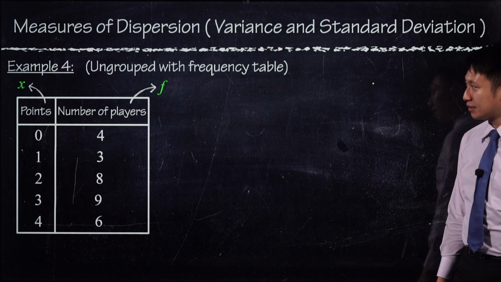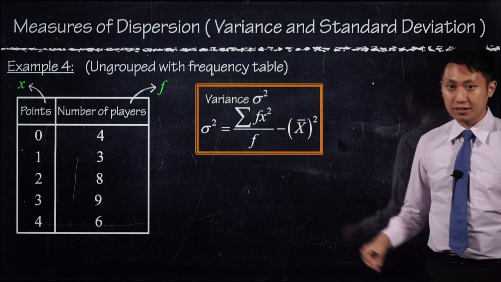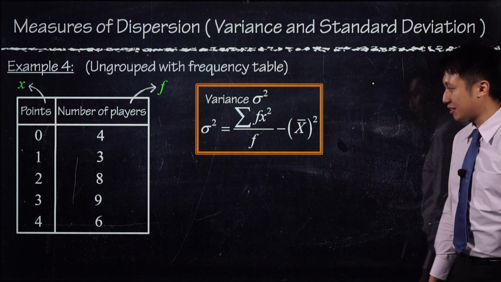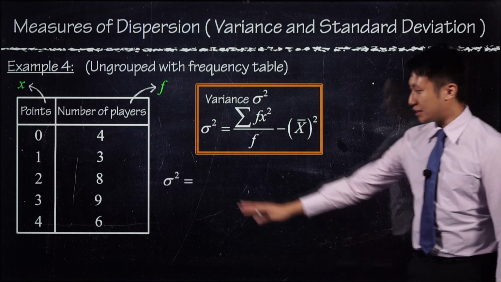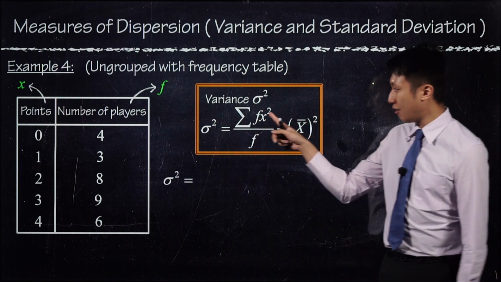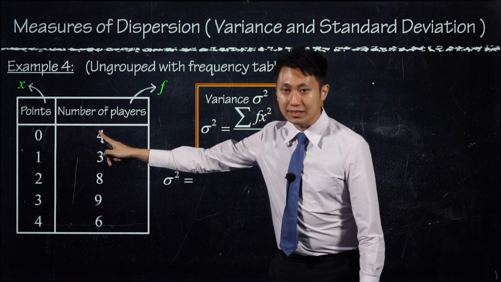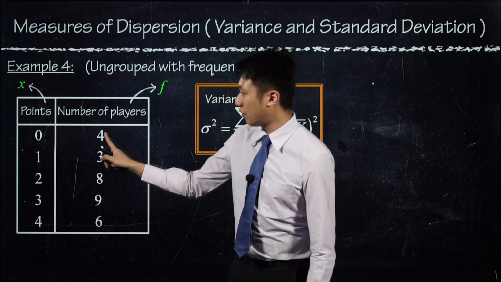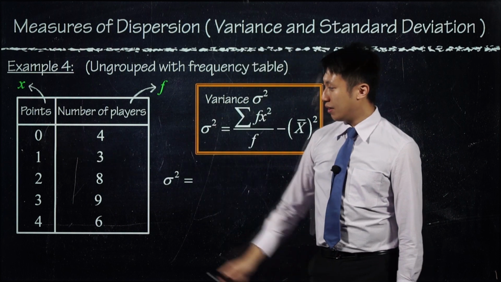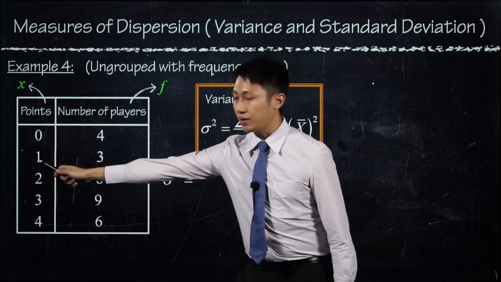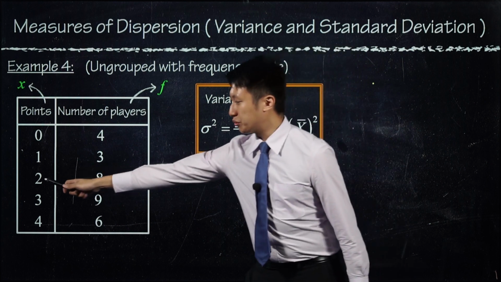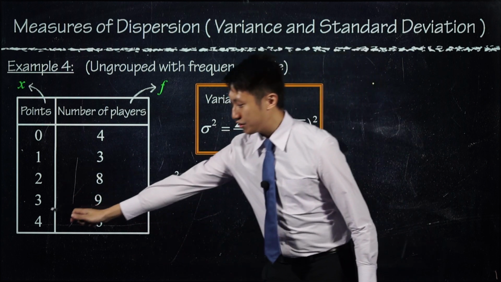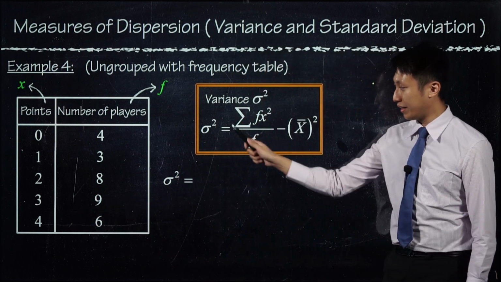Okay, next. I want to find variance. Just remember what you got just now. Maybe you can write it somewhere. Then sigma squared, follow the formula. Now it's f, means one of this, multiplied by x squared, this thing squared. So 4 times 0 squared, 3 times 1 squared, 8 times 2 squared, plus 9 times 3 squared, plus 6 times 4 squared. Then you get the top part.